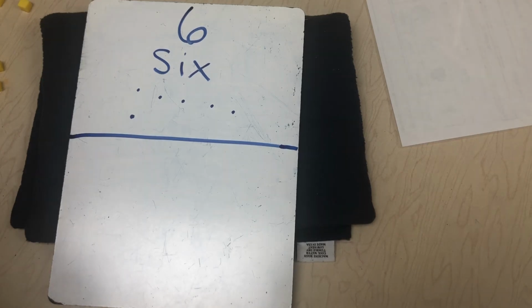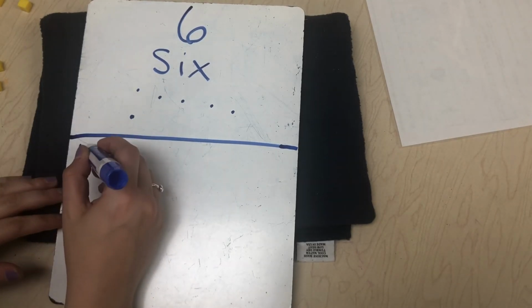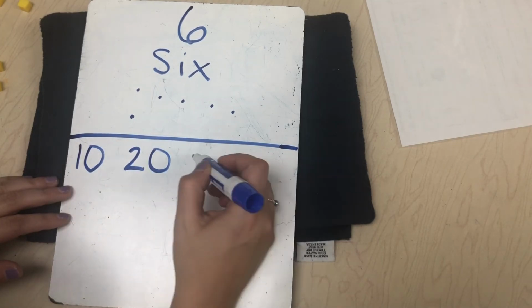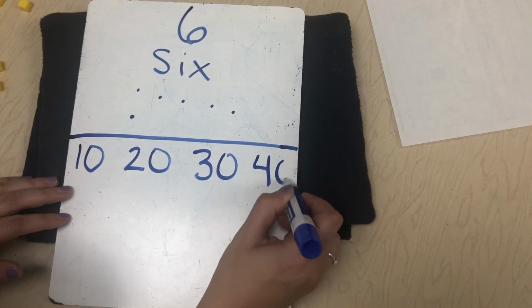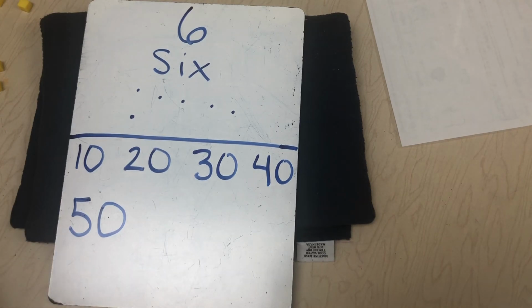Okay, on the bottom we are going to count by tens. Okay, so let's do 10, 20, 30, 40, 50. We'll end right there for right now.